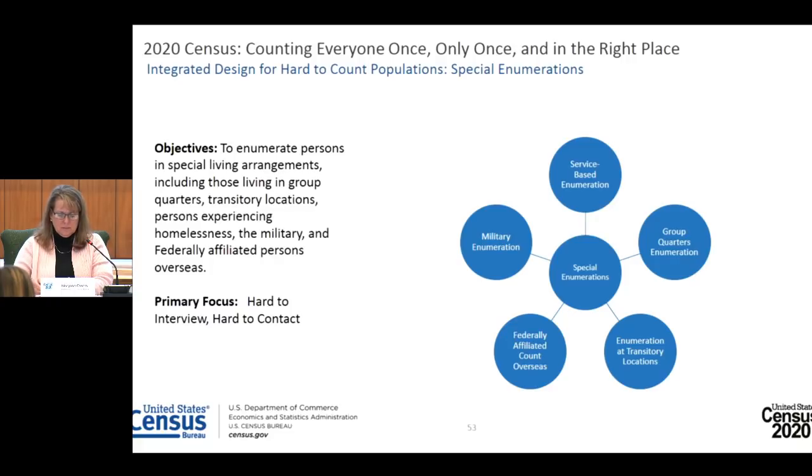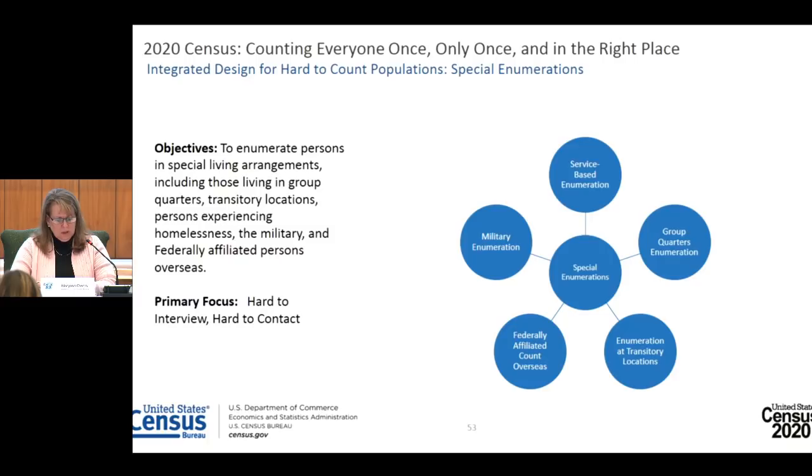Special enumerations. Special enumeration operations are designed for the enumeration of populations in special living arrangements. In some instances, we consider all of these populations hard to count. In other situations, it may be subpopulations of the target population that we consider hard to count. Examples of special enumeration populations include populations in group quarters. Group quarters are places where people live or stay in a group living arrangement that is owned or managed by an entity or organization providing housing and/or services to the residents.